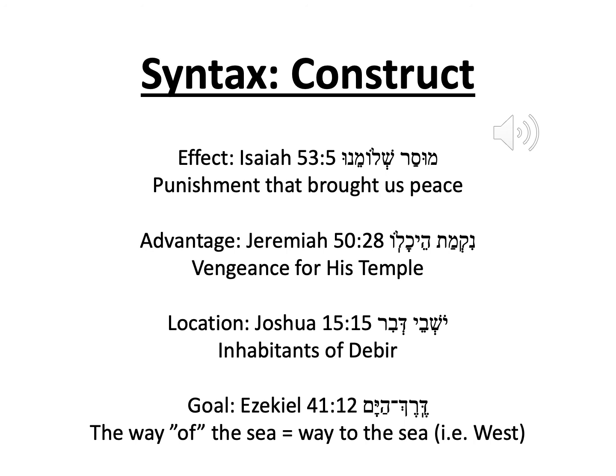Joshua 15:15 uses the construct phrase to indicate location, so that we have the inhabitants of Debir or the inhabitants from Debir. And Ezekiel 41:12 indicates a goal using the construct phrase, so that we have the way of the sea, which is really supposed to be understood as the way to the sea, that is, west. So here again we have some additional usages of the construct phrase that are not translated by of, but are better translated in other ways.